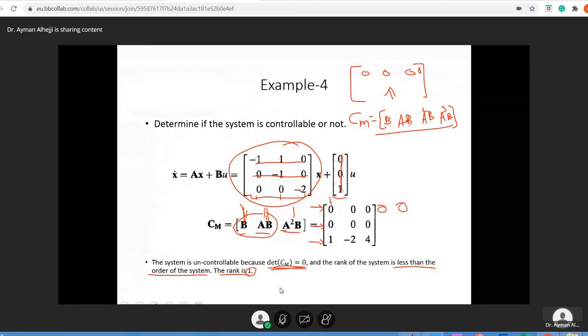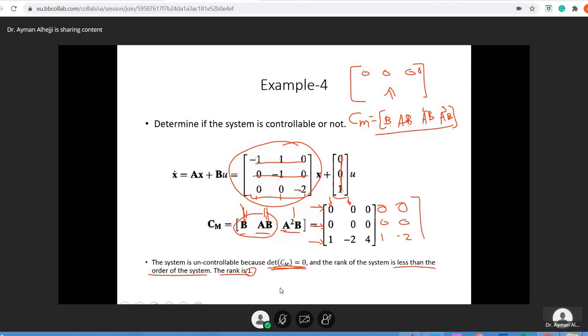I took the second column, and I added here 0, 0, 1, minus 2. If you multiply this part, it gives you 0. If you multiply this part, it gives you 0. If you multiply this part, it gives you 0. Even the back here, 0, 0, 1, 0, 0, 0, minus 2, 0, 0, 0, 4, 0. So the determinant equals 0.